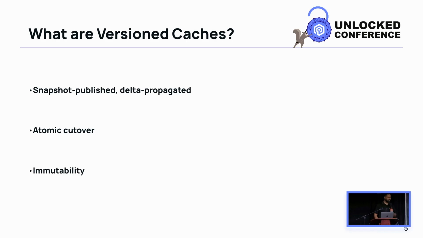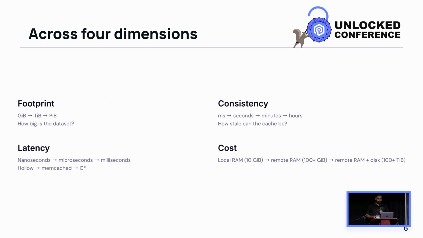So what is a versioned cache? It has three key properties. One, data is published as snapshots with deltas applied between versions. Two, there's atomic cutover between versions, so a consumer can transition from version N to version N+1 of the dataset in a single operation, with no torn reads between versions. And three, within a version, data is immutable. That's it. Everything else is a consequence.